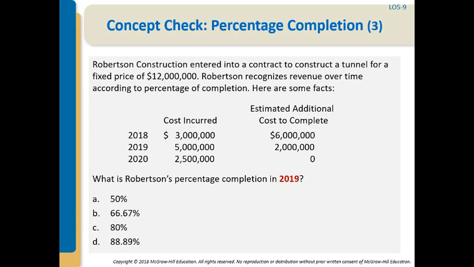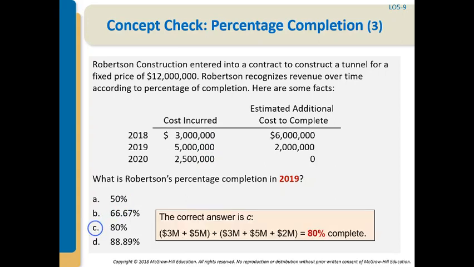All right, same basic, except here, what are we saying? What is Robertson's percentage completion in 2019? So you've incurred 8 million total, and you've got an additional 2 million, so 80%. So see how easy that is.